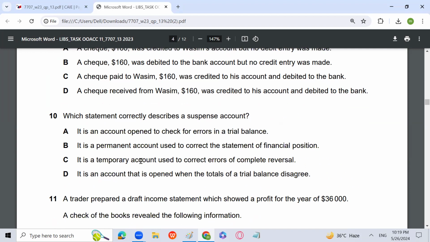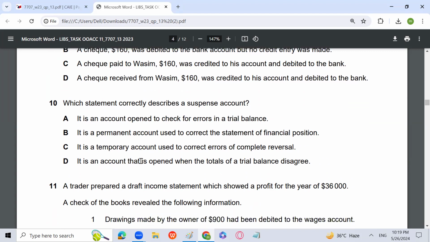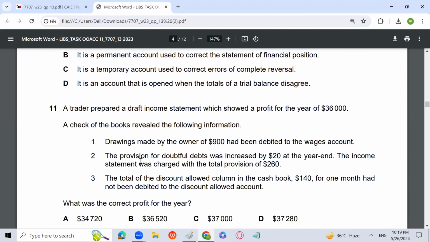But always remember that it is a temporary account, but not only for reversal, right? It is used to balance the balance sheet and to balance the trial balance. It is an account used when the totals of the trial balance disagree. D is the answer.